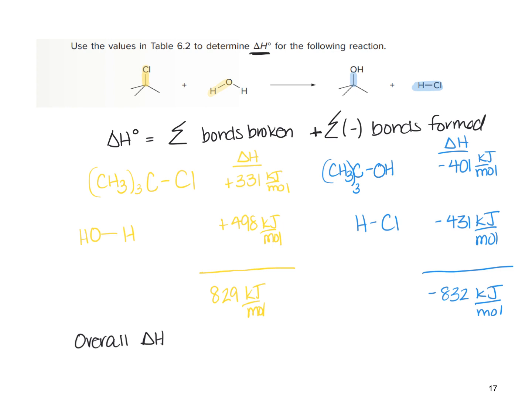So we take those bonds that are broken, the 829 kilojoules per mole, and then we add the negative 832 kilojoules per mole. And so this gives us the answer, negative 3 kilojoules per mole.